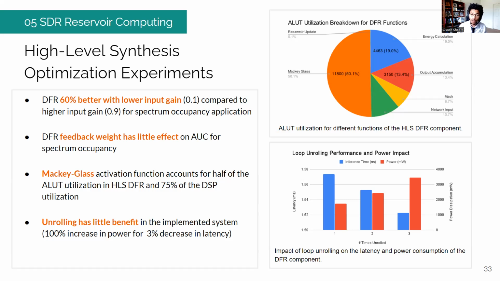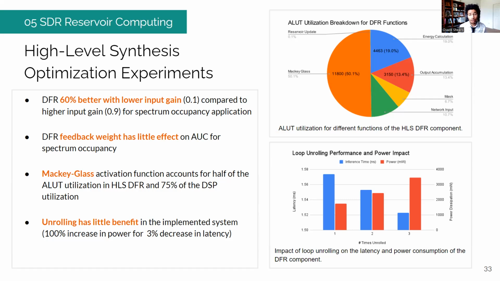And what we found is that most of the lookup table utilization was contributed to by the Mackey-Glass activation function. So in the mixed signal implementation, that was the thing that was optimized the best. But as you can see here, when that's actually implemented in digital hardware as a solid full block, it does utilize quite a few resources.